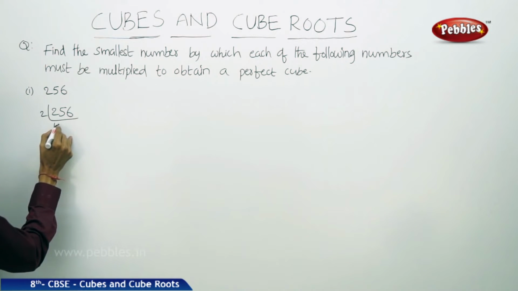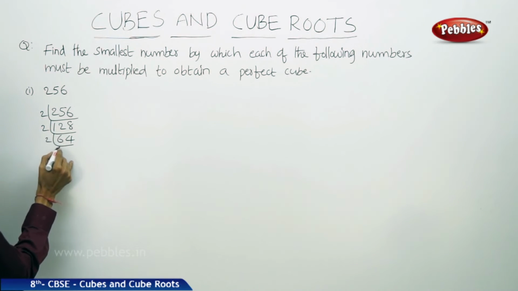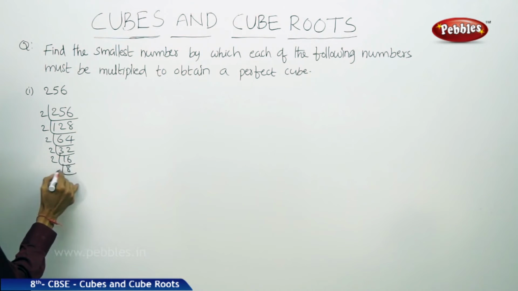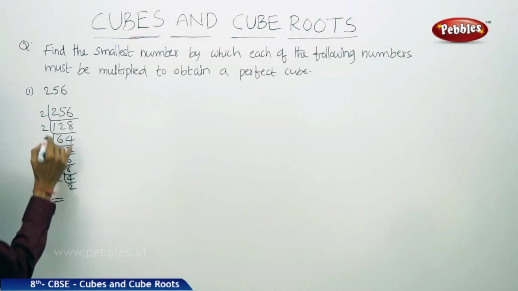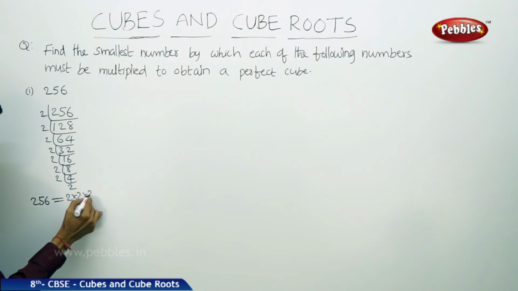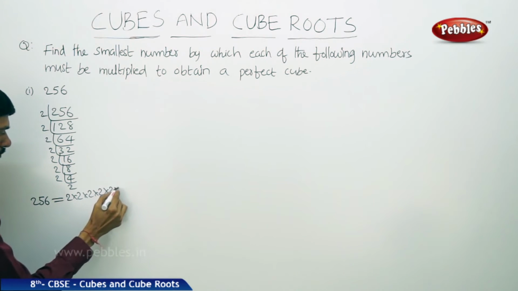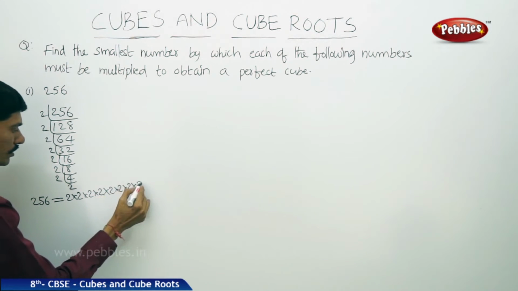2 1's are 2, 2 2's are 4, 2 8's are 16. Next 2 6's are 12, 2 4's are 8. Now 2 32's are 64, 2 16's, 2 8's, 2 4's are 8, 2 2's are 4. Now 256 equals, how many 2's are there? 1, 2, 3, 4, 5, 6, 7 and 8.